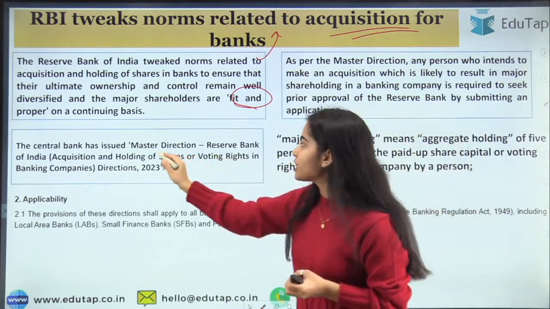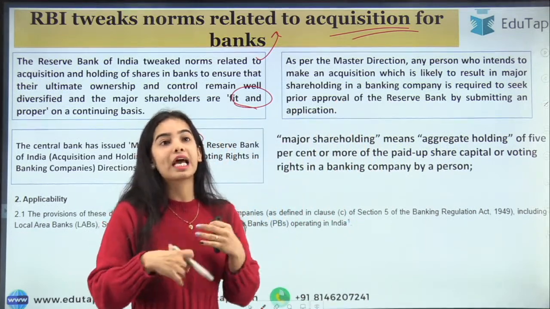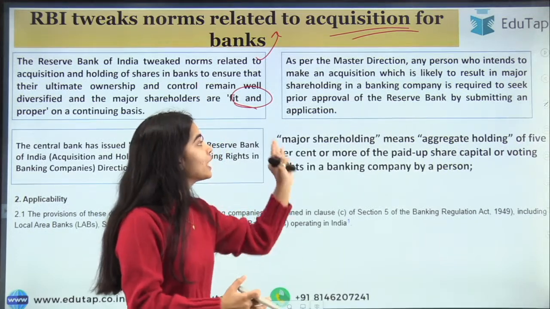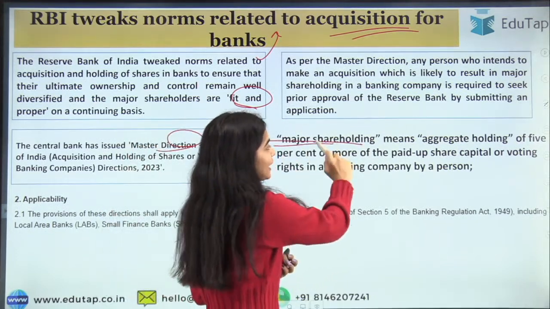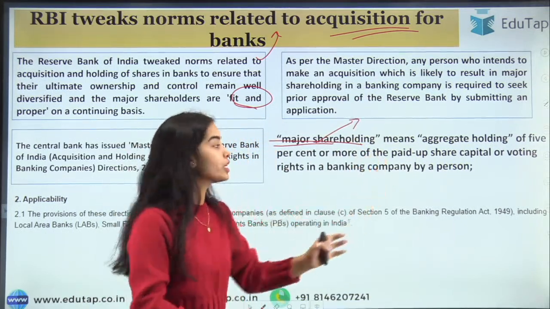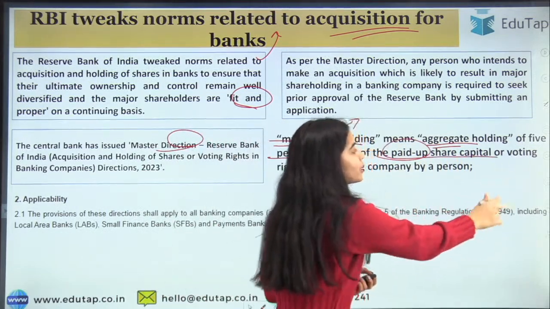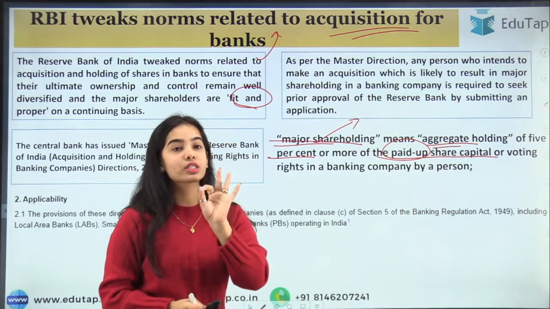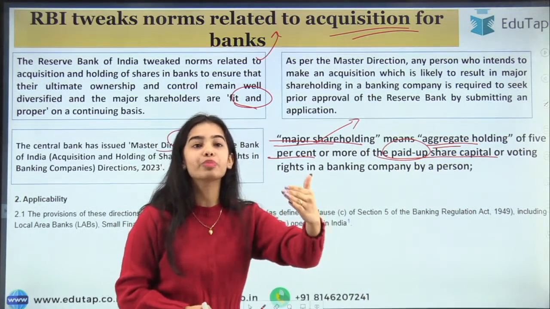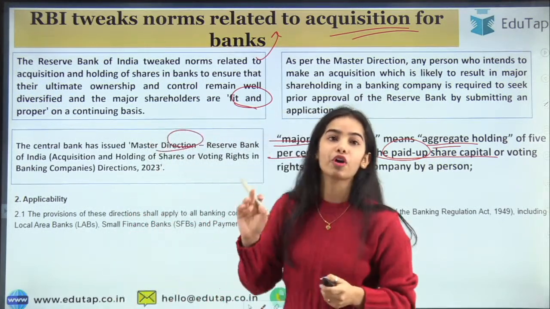As per the master direction, if a legal person or natural person wants to hold the shares or voting rights of a banking company, they have to take the approval of the RBI for a major shareholding. Major shareholding means an aggregate holding of 5% or more of the paid up share capital or voting rights. That's why 5% was the right answer: if you want to hold 5% of the voting rights or shares in banking companies, you need the prior approval of the RBI.